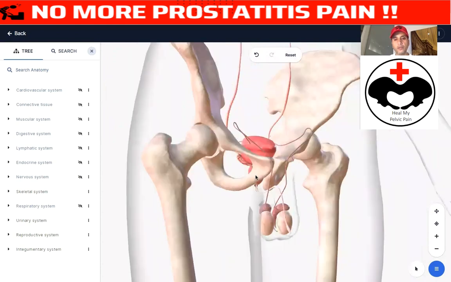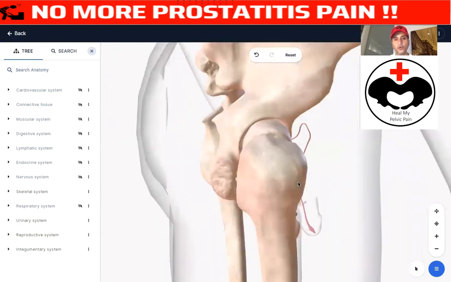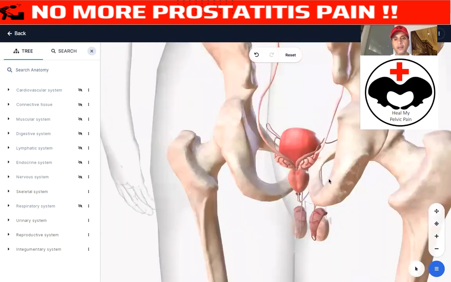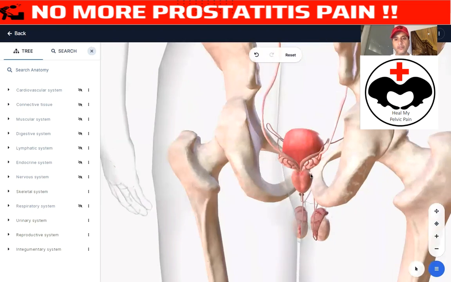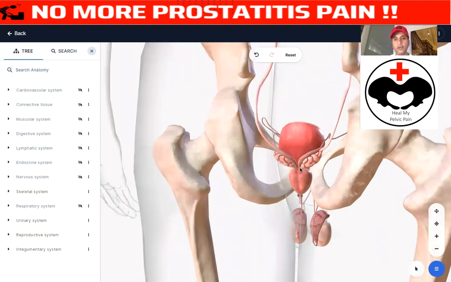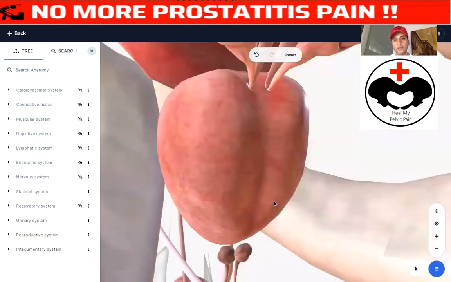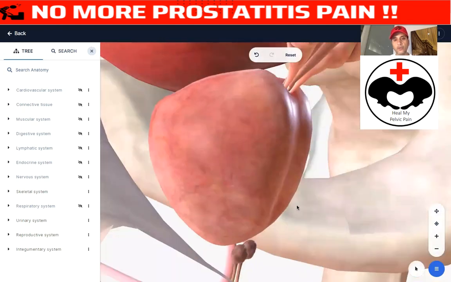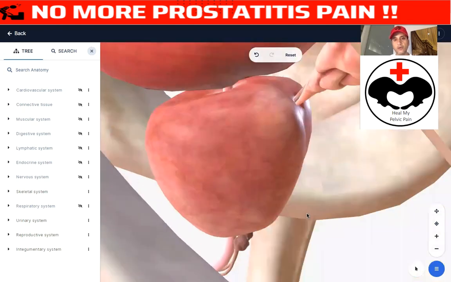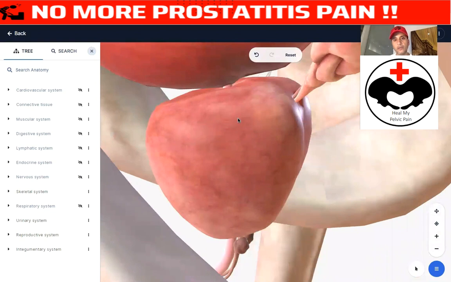So when we're talking about prostatitis or chronic pelvic pain, it is essentially focusing on the prostate as being something that is inflamed or having a problem, right? Here you can see a zoom view of the prostate, and you can see how very close the prostate is sitting next to the bladder. And we're going to talk about this and why this is important.